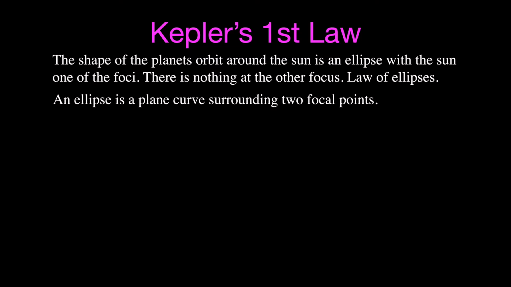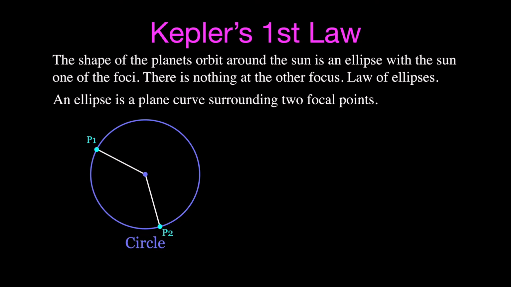Okay, an ellipse is kind of like an oval. An ellipse is a plane curve that has 2 focal points. It has like 2 centers, so to speak. We can start by thinking about a circle. We have a circle that has a center, and every point on the circle is equidistant from that one center.